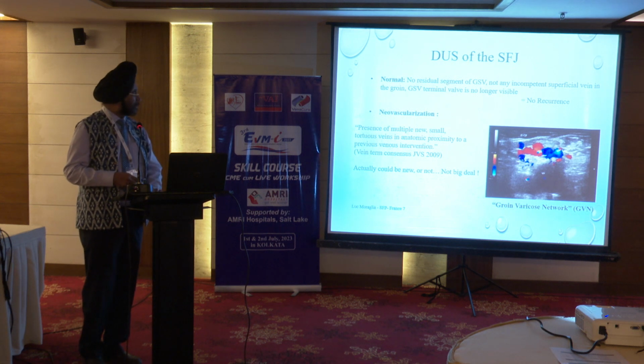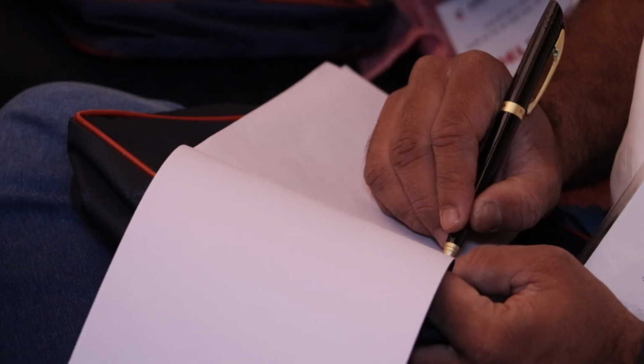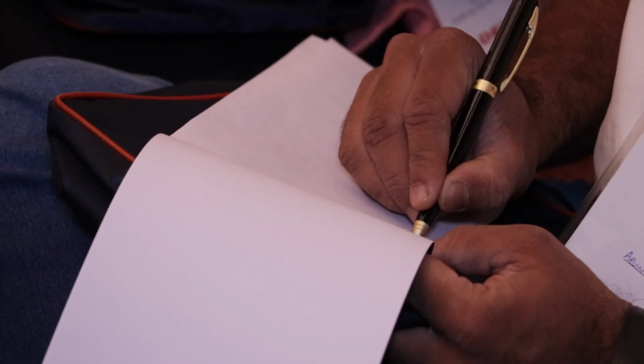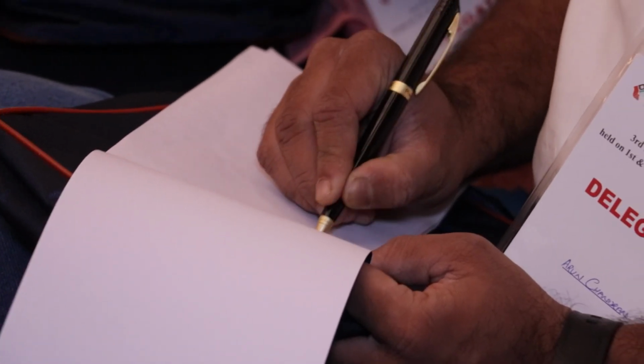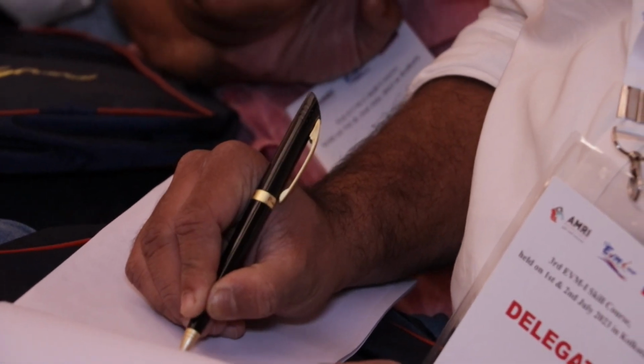So this is a duplex ultrasound of SFJ. If there is no residual segment of GSV, not any incompetent superficial vein in the groin, and the GSV terminal valve is no longer visible, that means no recurrence. But neovascularization is the presence of multiple new small tortuous veins in anatomical proximity to the previous intervention. So we have to look for this neovascularization in the scar area in the inguinal region.